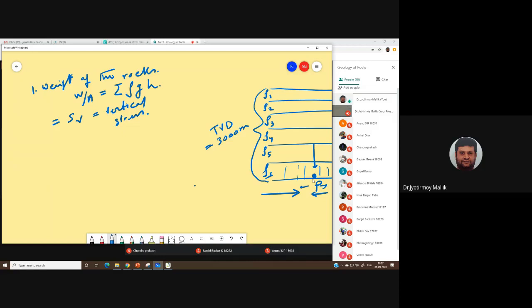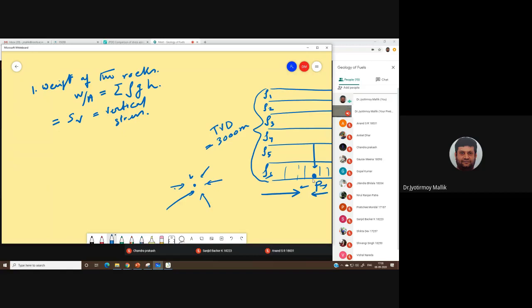So here you are standing, I'm drawing a plan view. Okay, it will try to squeeze you from all sides. From some places it will squeeze you harder, some places it will squeeze you less, and some places it will squeeze you with an intermediate value. But you will be squeezed by horizontal stresses.